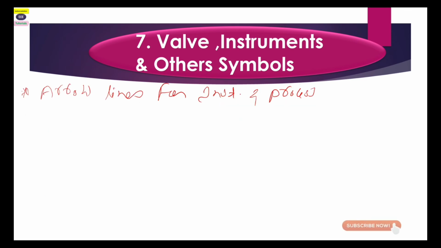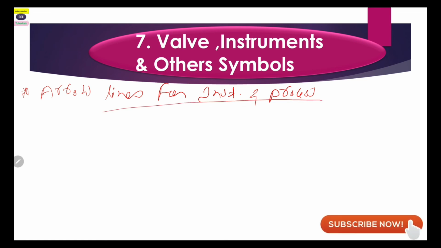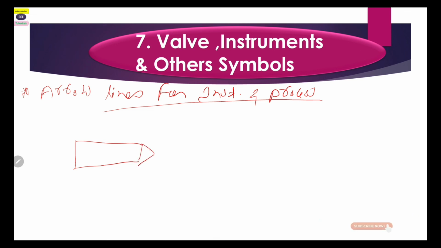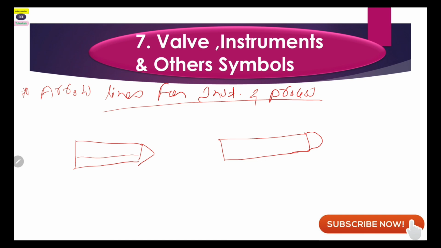And the last point is arrow lines for instrument and the process. This is also very important, because when you are going from one page to another page in your P&ID, then this type of symbol you have seen, but the meaning of this symbol is very important. And also, okay, so this is the continuity arrow line. This is the continuity arrow line.